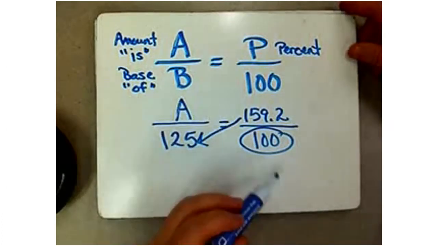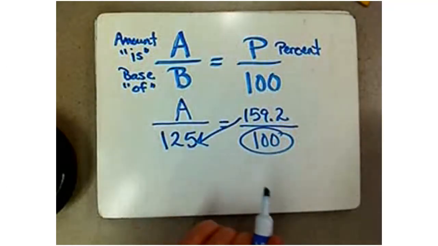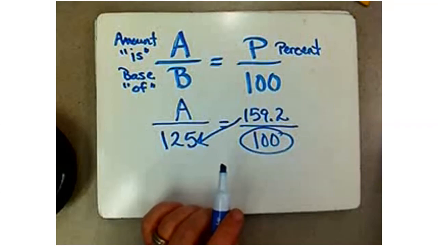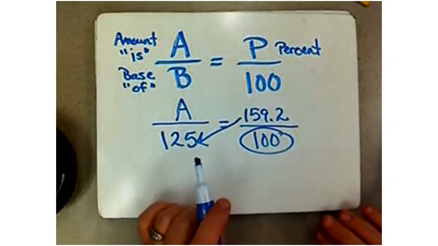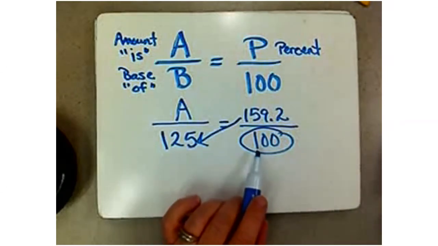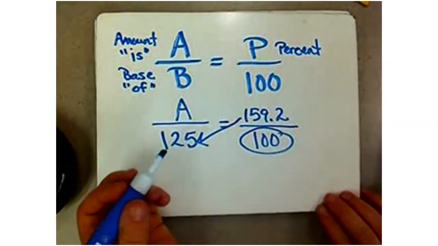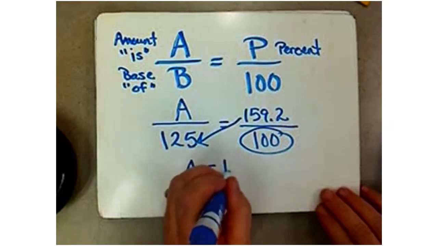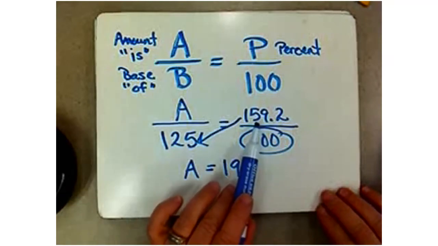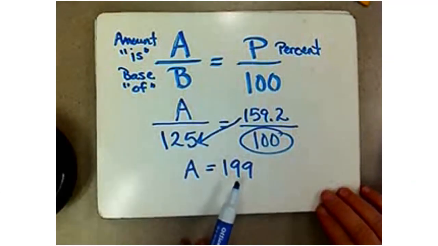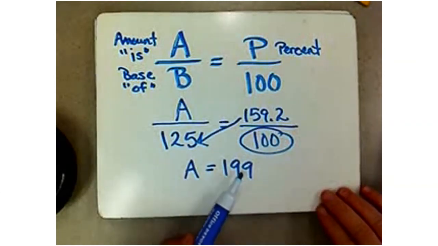The odd man out is the one that's across from the variable. So we have 159.2 times 125. So 159.2 times 125 equals 19,900, and then we're going to divide that by 100, only because it's opposite the A. It's the odd man out. That equals 199. So A equals 199. 199 out of 125 is 159.2%, and that should feel right. It's more than 125 because it's all of it, 100% of it, and then 59% more.